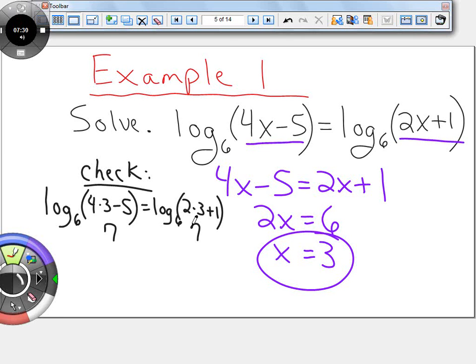You have to be a little bit concerned because sometimes you'll get answers for x, but then you'll plug them in, and it'll give you a negative argument, this part here. And if that's the case, then it doesn't make any sense.